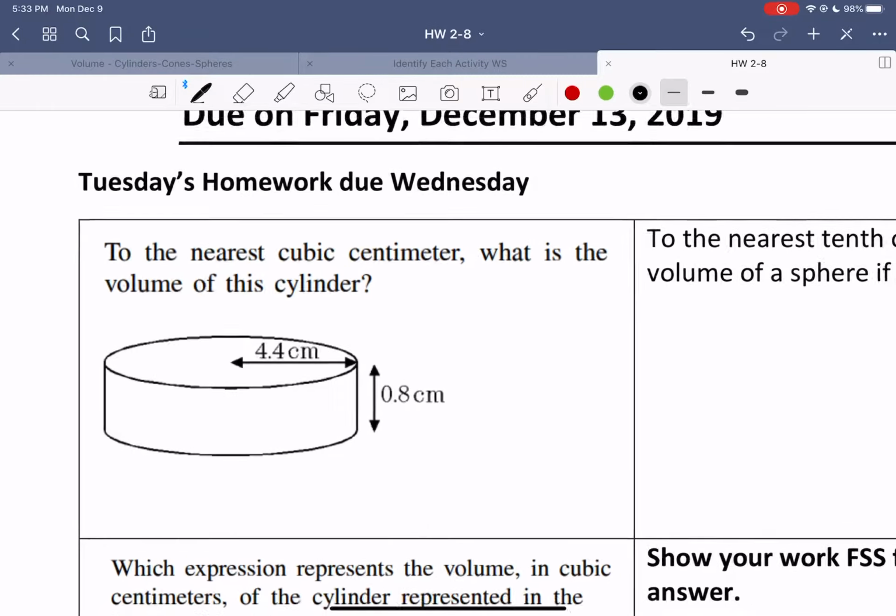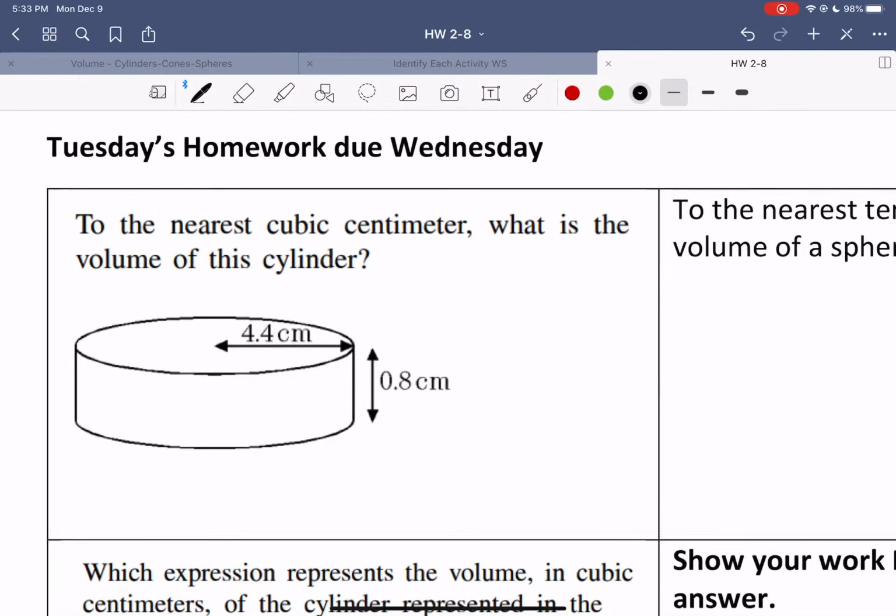On this first section of homework, we're going to be looking at, to the nearest cubic centimeter, what is the volume of this cylinder. I'm going to be doing a lot of formula, substitute, solve in this homework. For the first one, we're looking for the volume of a cylinder. Directly from our formula chart, we have volume equals capital B H.